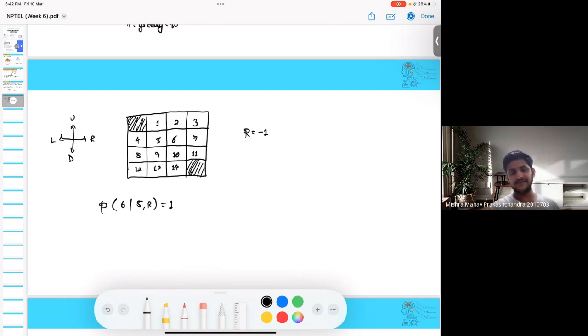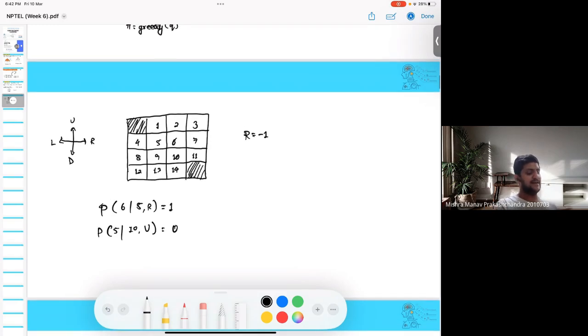Okay, this is clear from the diagram. Similarly, the probability of me going to state 5, given that I am in state 10 and I take action up, is 0 because I can't directly reach from 10 to 5 by taking the up action.